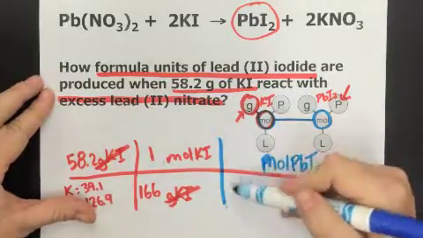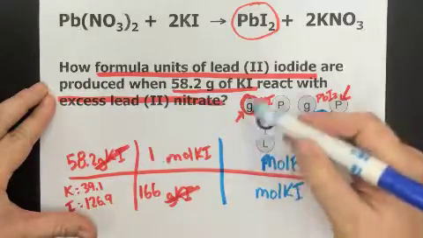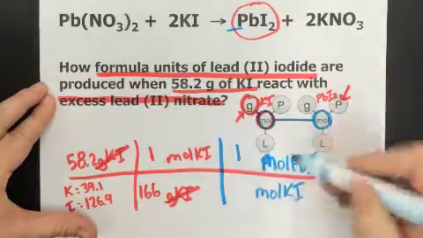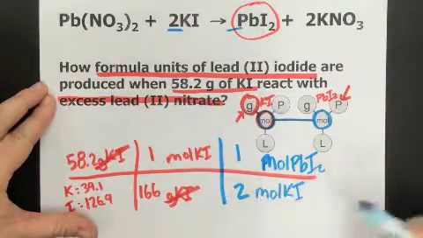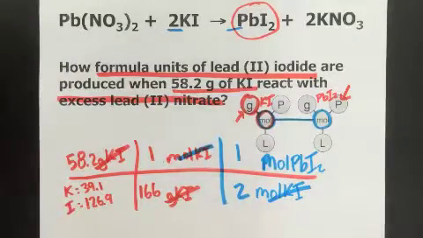Now, this is the piece where the retraining of the brain, mole over mole, you have to look back at your coefficients. So for PbI2, we have a 1. For KI, we have a 2. Okay, so moles of KI cancel. We are left with moles of PbI2. That is not what the question is asking for. The question is asking for particles.